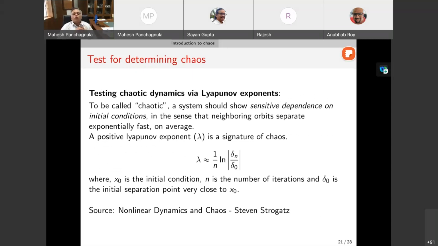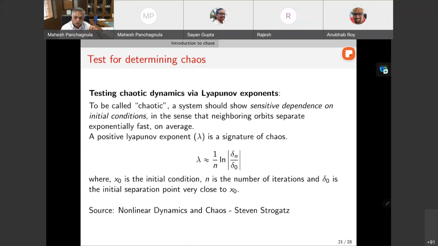Now, how do I know when a system is chaotic? Like I said, at the core of a chaotic system is this sensitivity to initial conditions. So the test is also based exactly on that idea. I'll start with 2 initial conditions that are very, very close to each other, delta naught away from each other, and let the system evolve n iterations in the case of a map or in time. I let it evolve forward in time, so to say, and measure the separation delta n after n iterations, and then compute this parameter lambda, which is 1 by n log of delta n by delta naught.